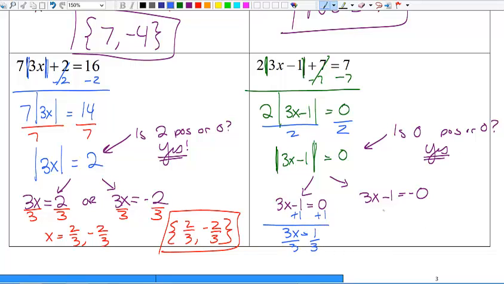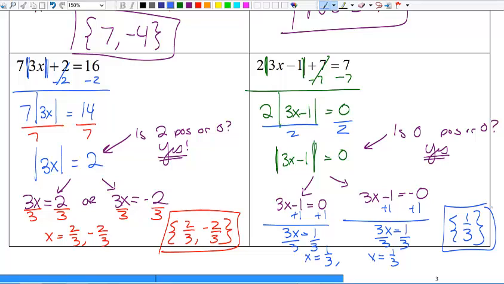So I have x is equal to 1/3. On the other side, negative 0 plus 1 is still 1, so x is again 1/3. Because I got both answers to be the same, in my solution set I just have to put 1/3. And that's my answer.